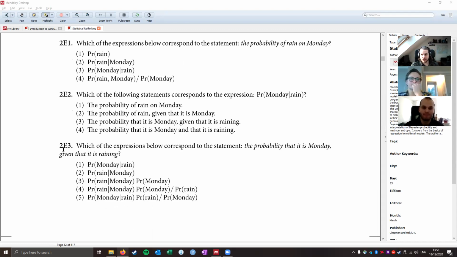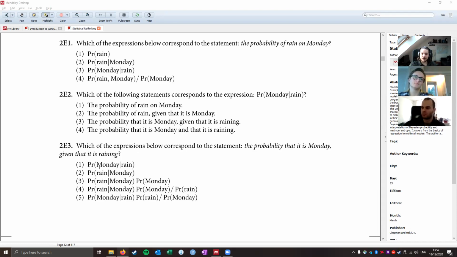So then question 3, which of the expressions below corresponds to, I didn't know my Steam was on, interesting. Which of the expressions below corresponds to the statement, the probability that it is Monday given that it is raining? And for that, we can just go through them again. So the first one is probability Monday given raining. Absolutely the case. Second one doesn't apply because it's rain given that it is Monday. Third one is rain given that it is Monday divided by the probability of Monday, which to my mind should equate to the same thing as number one.